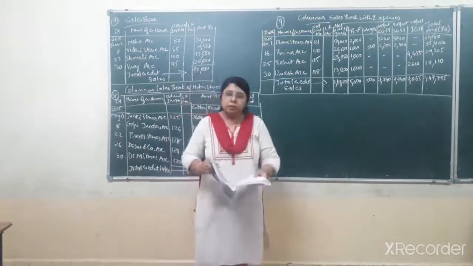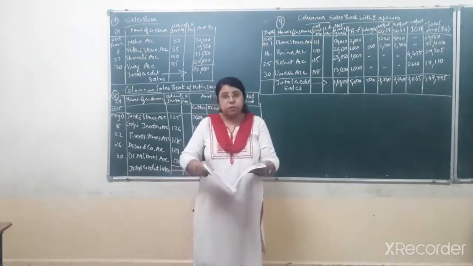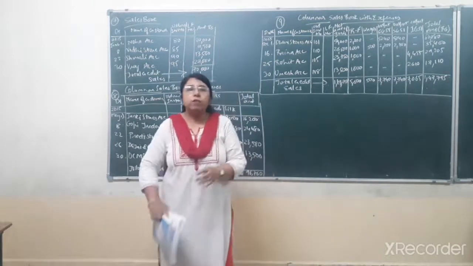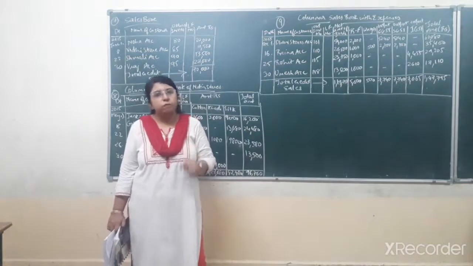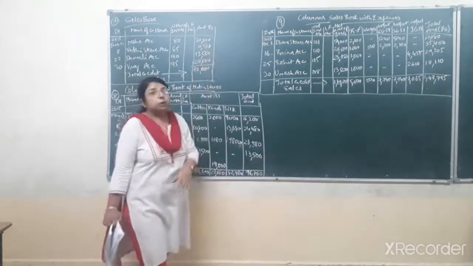So over here on 10,000 we have to calculate the trade discount, that is 5%. So on 10,000, 5% will come to 500. So the remaining amount will come to 9,500, that I have recorded over here.